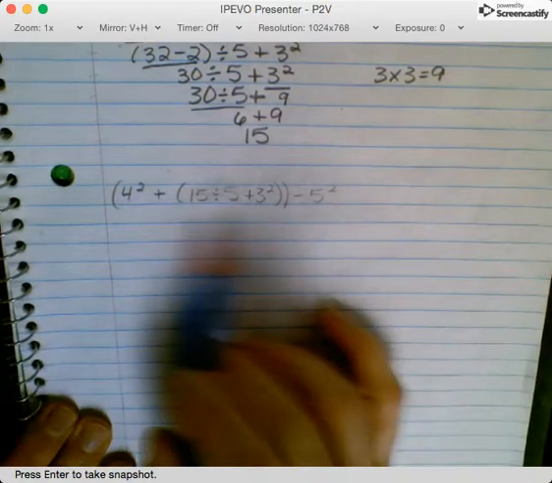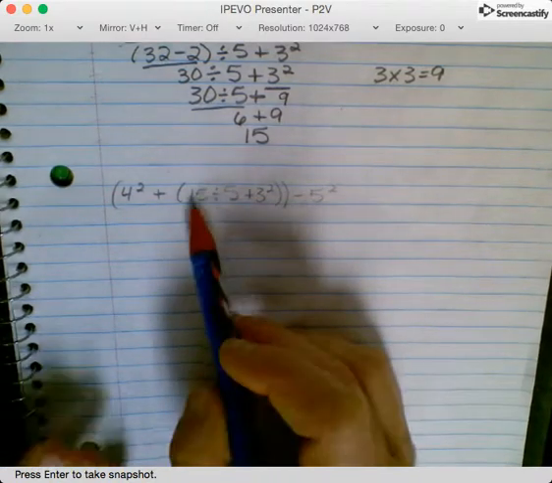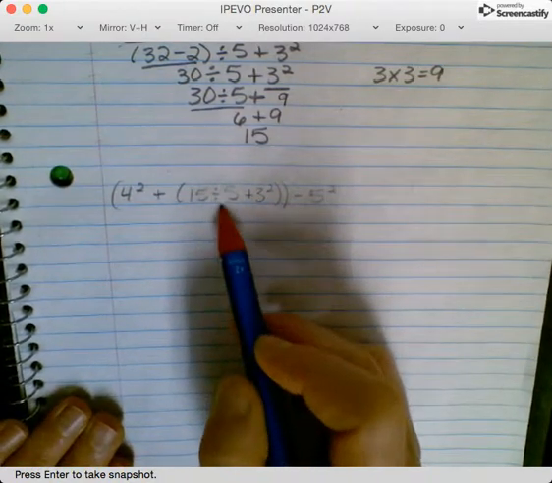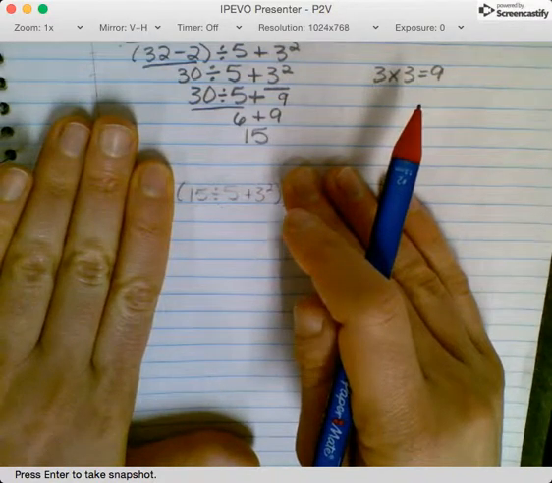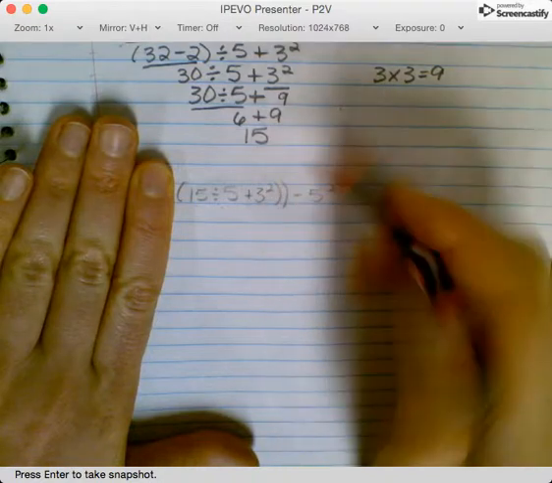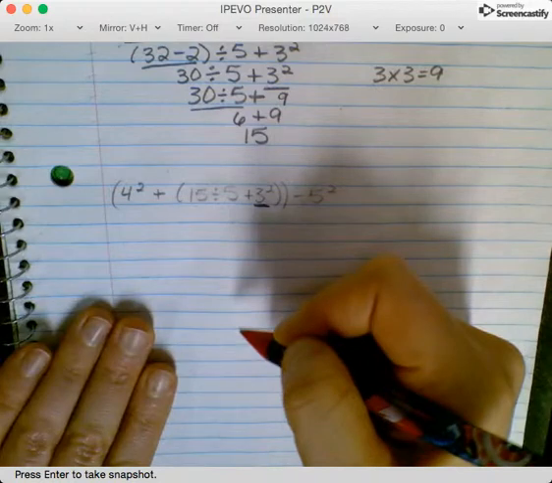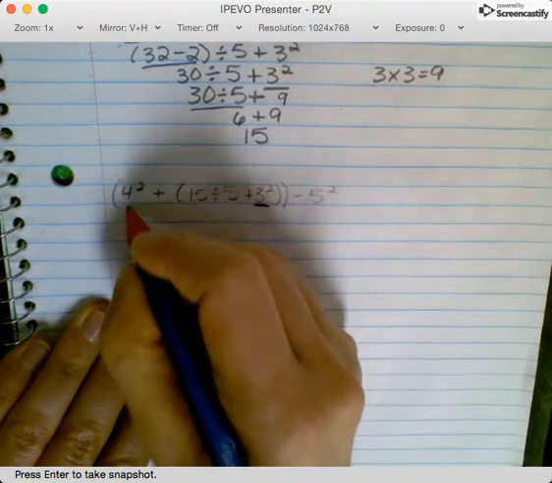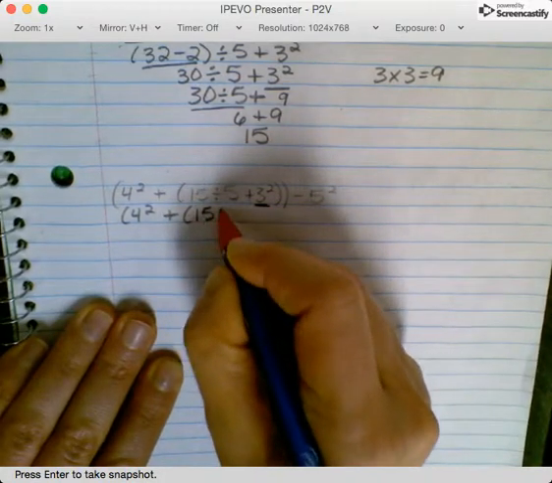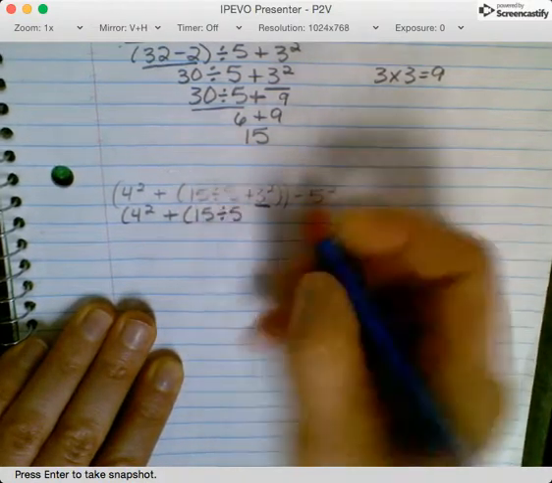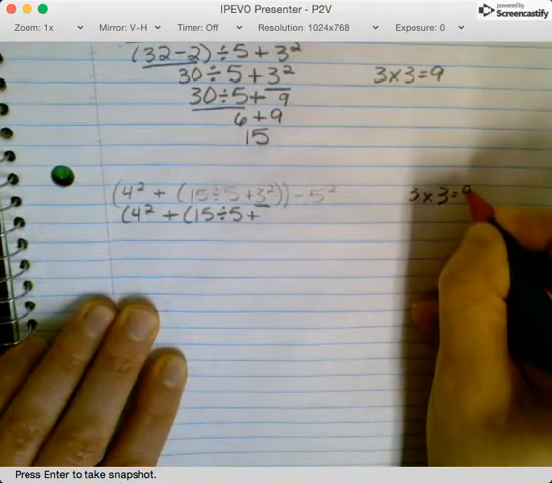And this one has 2 sets of parentheses. So if I have 2 sets of parentheses, I do the parentheses that is on the inside first, and I follow the order of operation inside the parentheses. So please excuse, exponents, I do exponents inside parentheses first. So I'm going to rewrite everything else, 4 squared plus, and then parentheses, 15 divided by 5 plus, and then 3 squared is 3 times 3, which is 9.